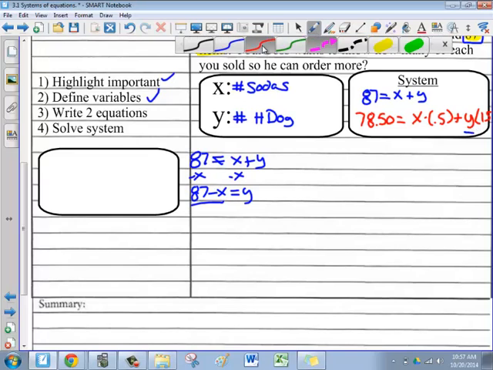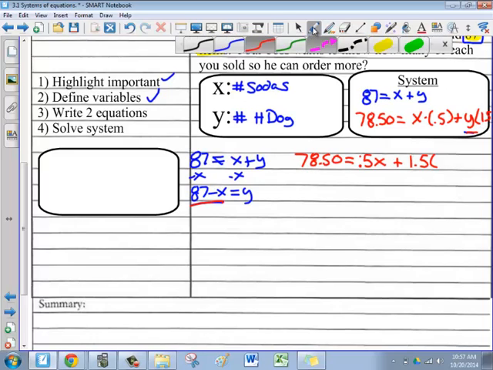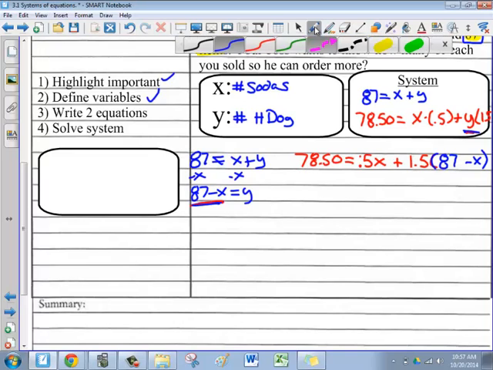So let's do that. I've got 78.50 is equal to 0.5x, that's this, plus 1.5, and now I'm going to substitute this in for my Y right there. Let's do that in blue. Plus 87 minus X. So I took this, I plugged it in for my Y, and that's where this came from. Now I have only X's here, so this is going to make my life a lot easier. Let's start simplifying this down. I might need a calculator to get things going here.